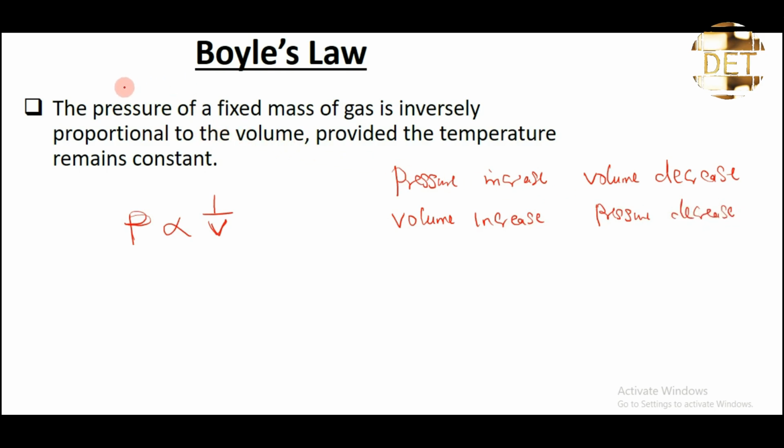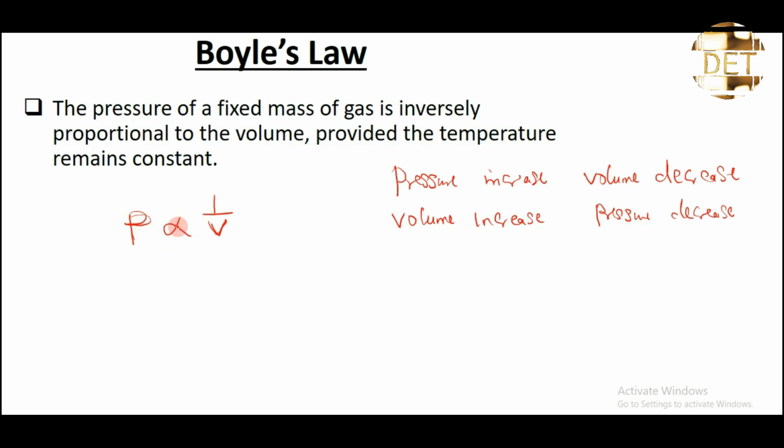In other words, the pressure of a fixed mass of gas is inversely proportional to its volume, provided the temperature remains constant. When the pressure increases, the volume is going to decrease, and when the volume increases, the pressure will decrease. So Boyle's law states that P is inversely proportional to V, that's P inversely proportional to 1 over V.